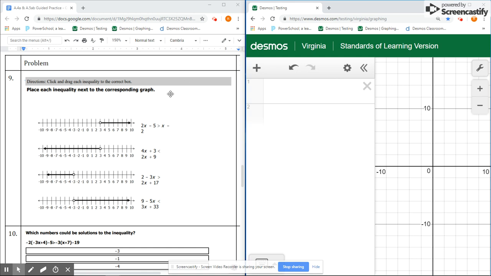Okay, we have page 3 of day 4 guided practice. We are going to do number 9 and number 11 together. Then you're going to be asked to do number 10 and 12 at the conclusion of this video.